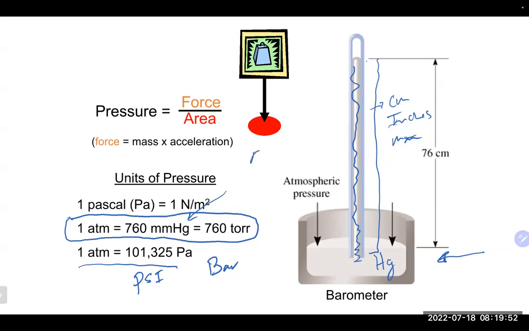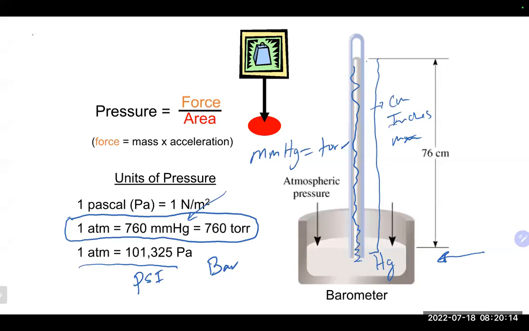First off, a millimeter of mercury is basically equal to a torr, so it's a 1-to-1 relationship between those two. If you have to do a conversion, you basically just change the units. It's basically the exact same number. That 760 number is important because it is how we go back and forth from atmospheres to millimeters of mercury or torr.